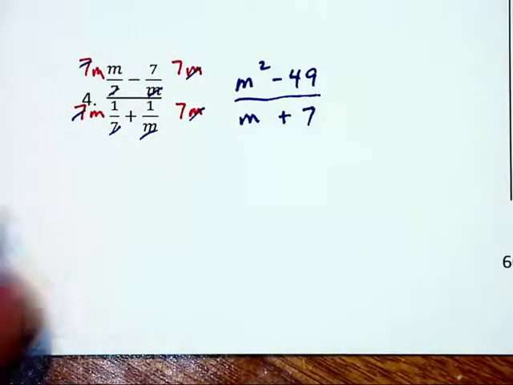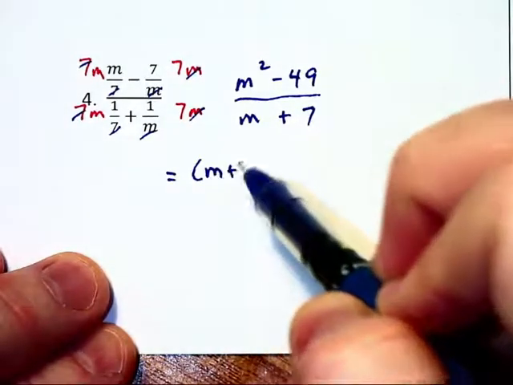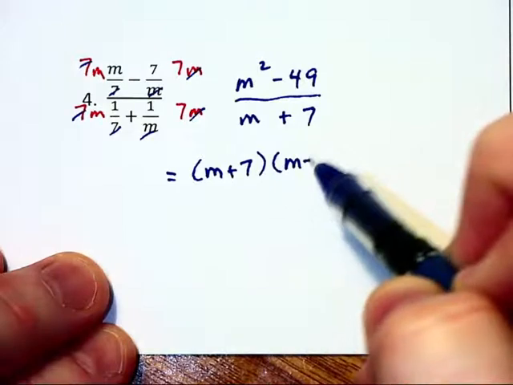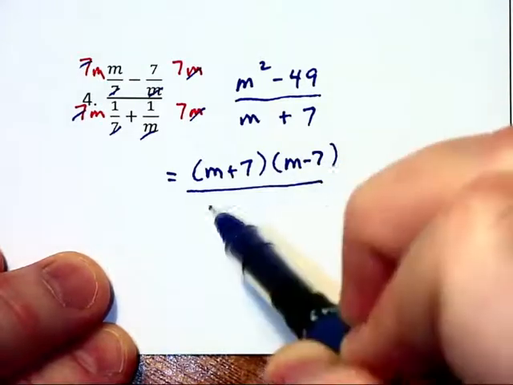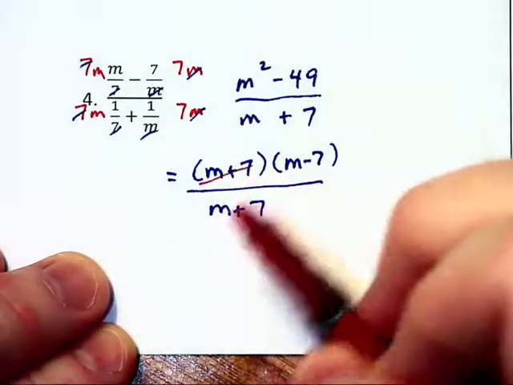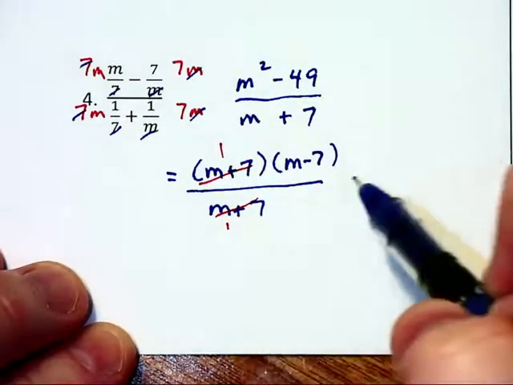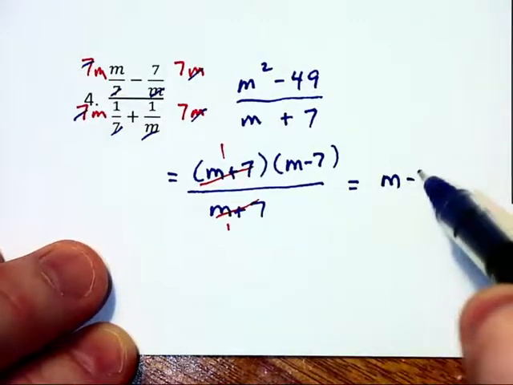Now we note the difference of two squares there in the numerator, which is m plus 7 times m minus 7, over this m plus 7, and you can see it. We're going to have some cancellations here, and our final simplification here is going to be m minus 7.